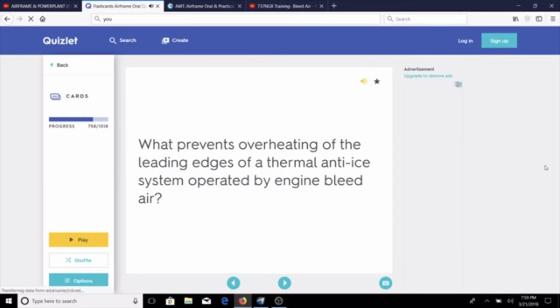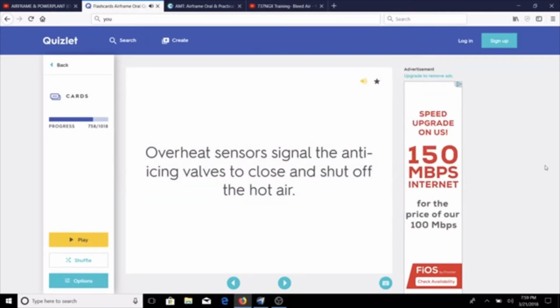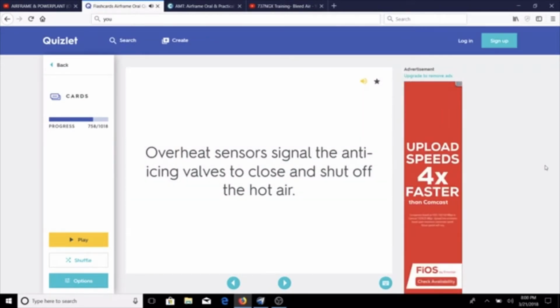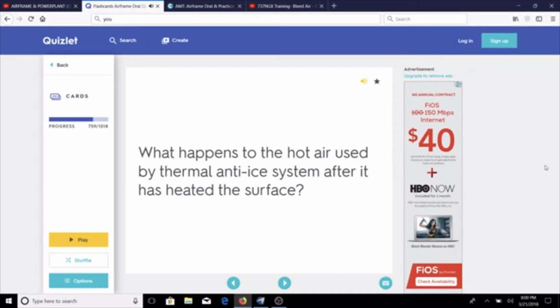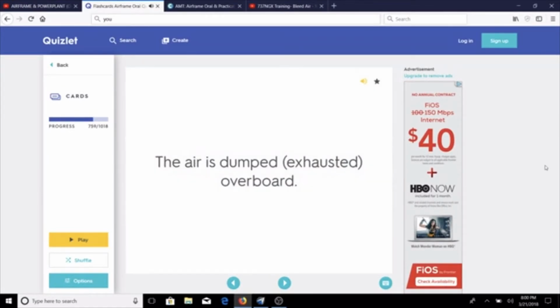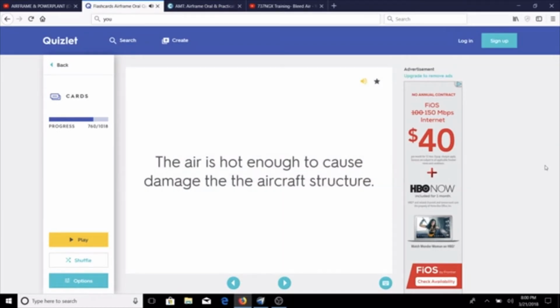What prevents overheating of the leading edges of a thermal anti-ice system operated by engine bleed air? Overheat sensors signal the anti-icing valves to close and shut off the hot air. What happens to the hot air used by a thermal anti-ice system after it has heated the surface? The air is dumped overboard. Why is it necessary to provide overheat protection for anti-icing systems that use turbine engine bleed air? The air is hot enough to cause damage to the aircraft structure.